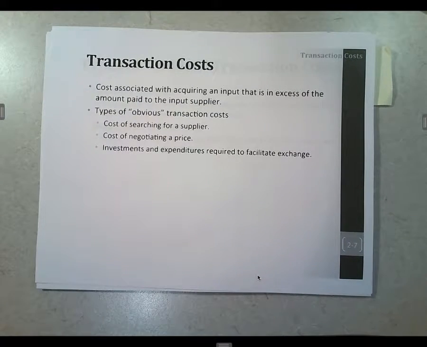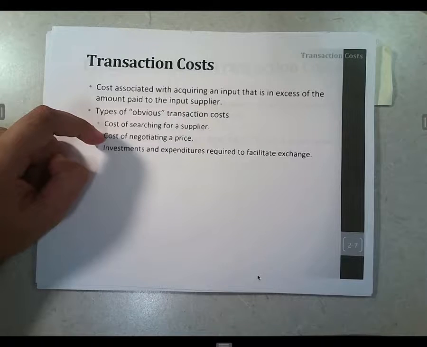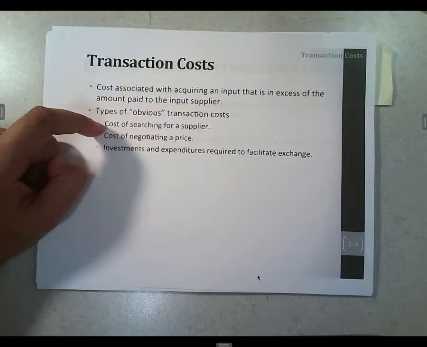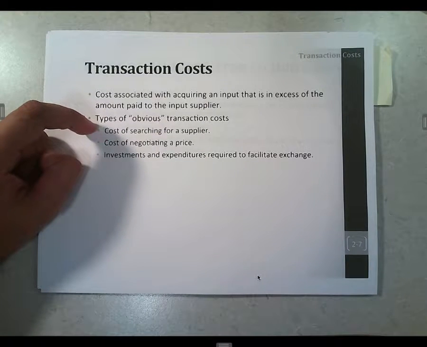In a contract type of market, you're going to be spending a lot of time negotiating your price. You're going to be spending a lot of your time hiring the lawyers and enforcing that contract. And you're going to have to look for that supplier as well that you're going to do that contract with. The spot market gets rid of these things, and then you just really spend your time looking for the supplier.